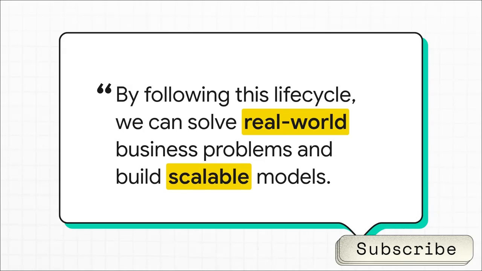Ultimately, it's about this. This life cycle is what turns machine learning from a kind of experimental academic exercise into a reliable, predictable engineering discipline. It's what ensures that the models we build actually solve real problems, give us true insights, and can be trusted to work at scale for a long, long time.